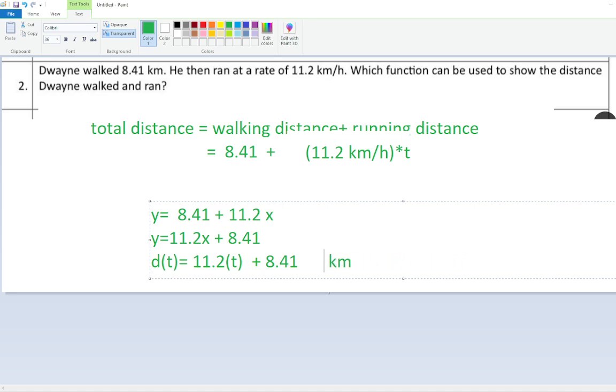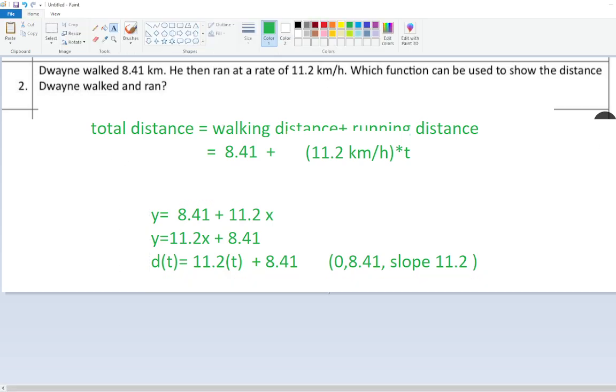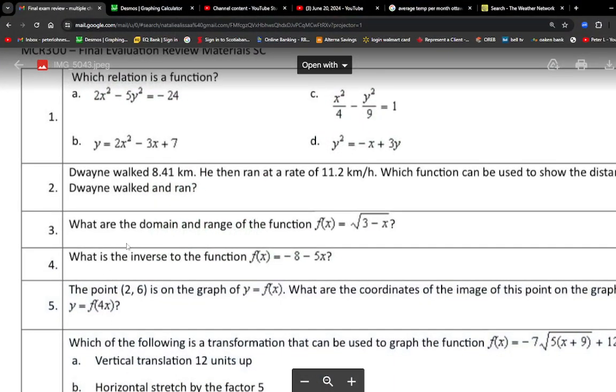So this would be a formula. It's clearly a line formula where the y-intercept is (0, 8.41). The slope is 11.2, which is his speed. Slope of a distance over time graph is always going to be a speed because it's rise, which is distance, divided by run, which is time, which gives you speed. And there you go. That is an expression of his distance based on his speed and the distance he walked. Very annoying question because you have to understand what speed is.